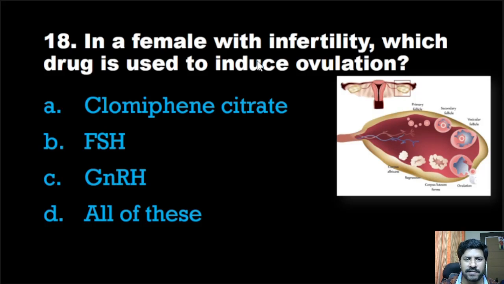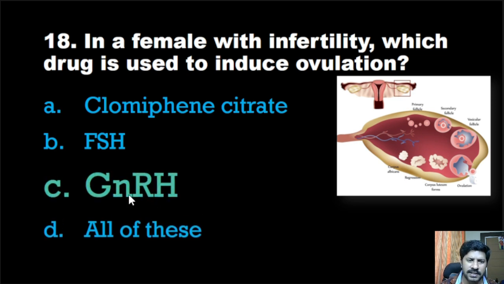18th question. In a female with infertility, which drug is used to induce ovulation? Clomiphene citrate, follicle stimulating hormone, gonadotropin releasing hormone, all of these. Correct answer, gonadotropin releasing hormone or GnRH. It is usually produced by the hypothalamus. But in the case of infertility, the doctor will inject or provide gonadotropin releasing hormone to induce ovulation.